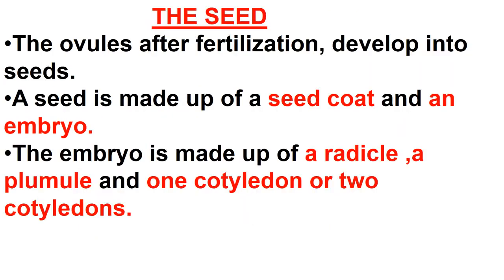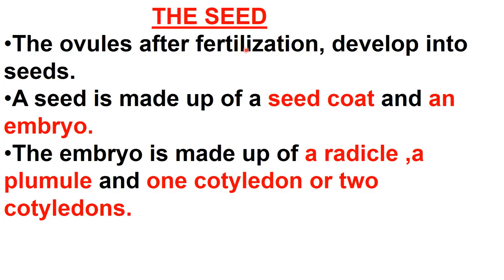Next topic is the seed. So how are the seeds formed? The ovules develop into seeds after fertilization. Ovules are present inside the ovaries, right? So after fertilization, the ovaries form the fruit, and the ovules which are present inside the ovaries form the seed.